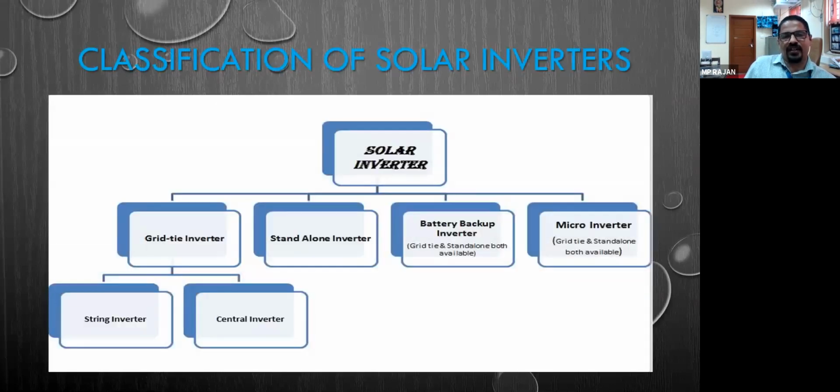Now let us see the classification of solar inverter. How we can classify the solar inverter? So I just draw your memory back to my previous class. The classification of solar power system. So mainly we have two solar power systems. One is the grid tie solar power system or on-grid solar power system, and the second one is the standalone solar power system or the off-grid solar power system. These are the two main solar power systems that we discussed in the last class.